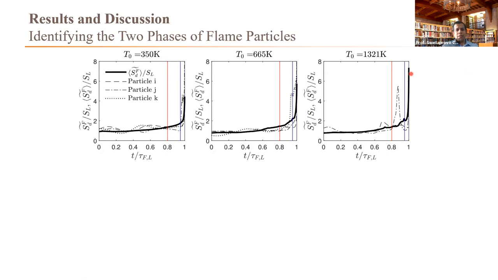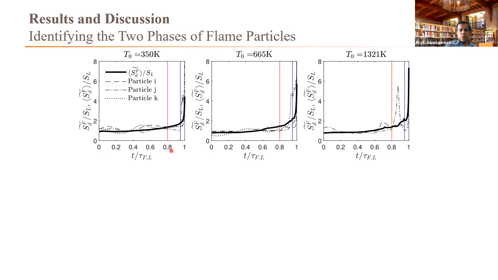This happens for all flame particles. Between 0 to 0.8 of the lifetime, they fluctuate in the neighborhood of one, and from near the end of the lifetime, as the flame particles annihilate in these trailing regions, their normalized density weighted flame speed shoots up much larger than one. It can be a factor of four times larger than one.